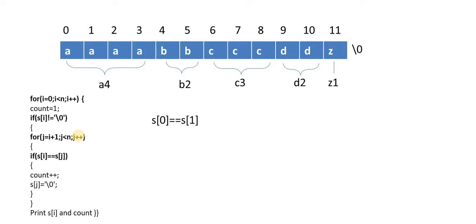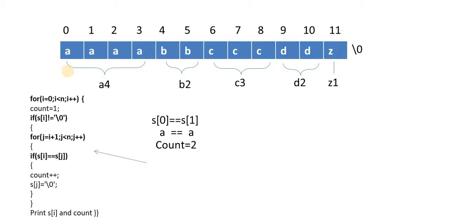The if condition checks whether s of i is double equal to s of j. The first value of i is 0, so s of 0 double equal to s of 1. The s of 1 value is a and the s of 0 value is also a, so a is double equal to a. This is equal, so the count of a is equal to 2.